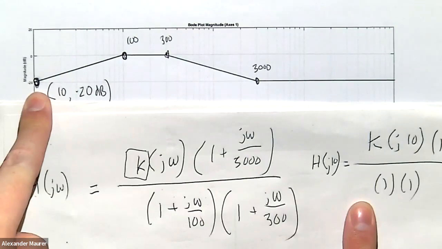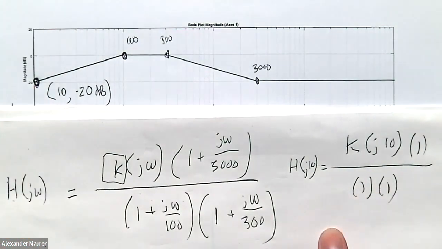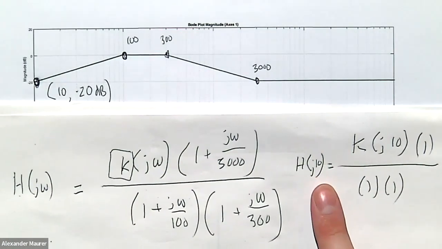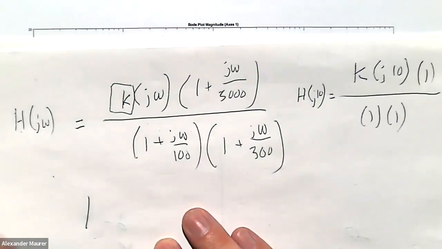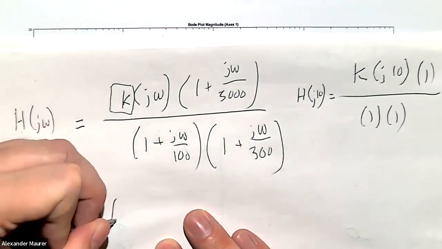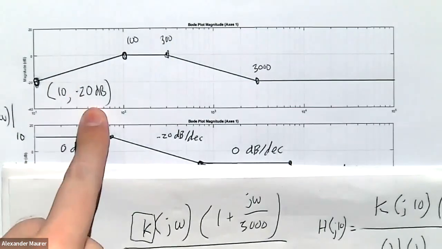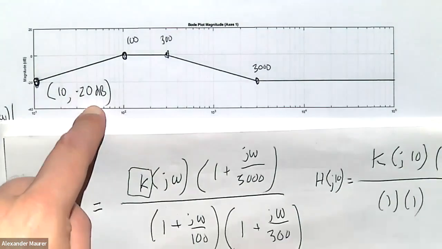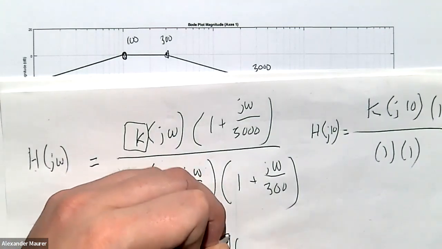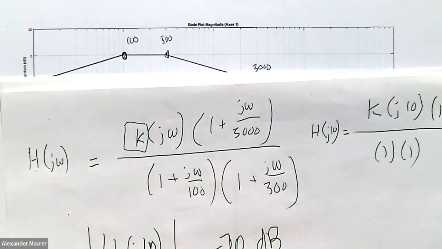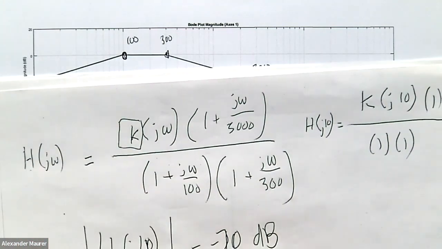But I have this point here. I know what H of j10 must equal, or at least what the magnitude of H of j10 must equal. So I am guaranteed, using our point, that the magnitude of H of j10 must be minus 20 dBs. H of j10 written in dBs must be minus 20.